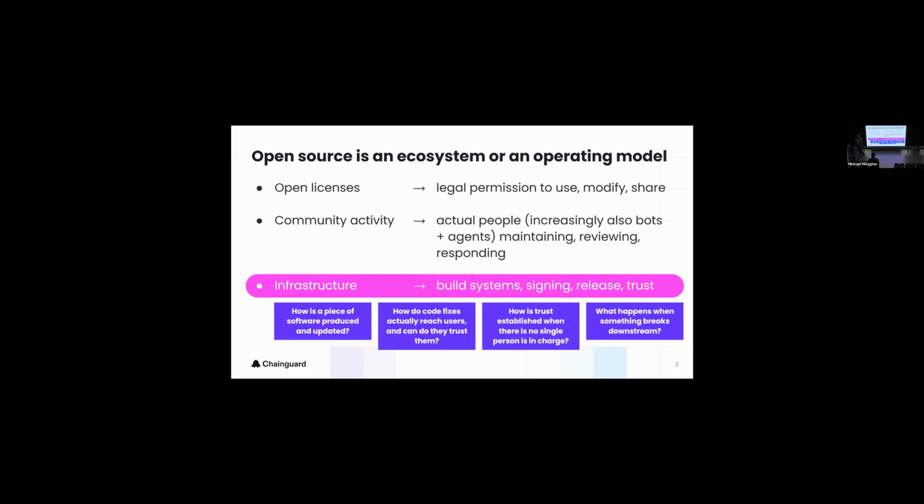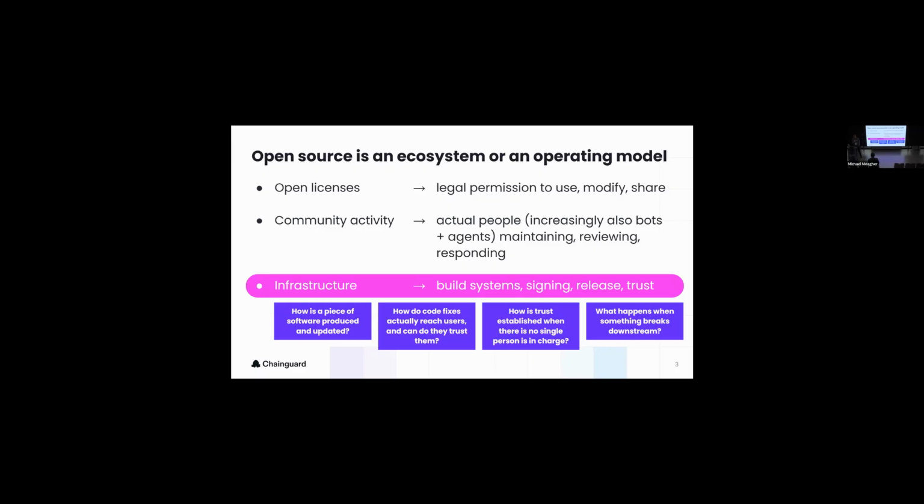But again, there's this third aspect that we tend to think a little less about, the infrastructure that makes open source trustworthy at scale. And it's something that's come up a little bit in these talks, and I want to focus us in on that a little bit more. So again, having a clear understanding of how software is produced and updated, how fixes actually reach users, how trust is established when not one single person is in charge, and at times maybe the project doesn't even have people maintaining it. And what happens when something then breaks downstream?